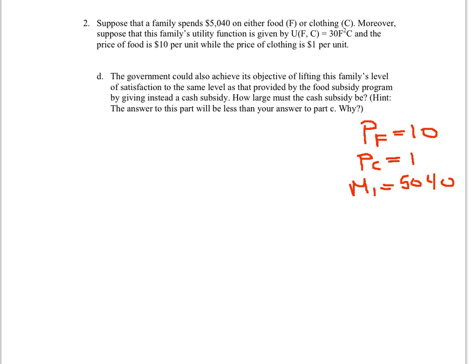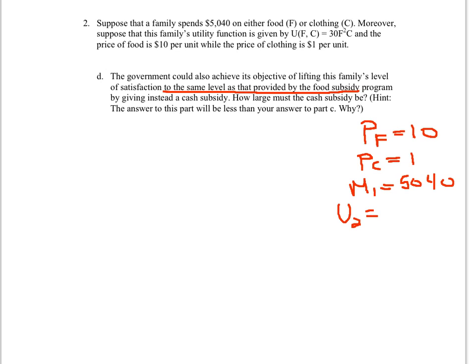Now we also know that in the last problem, well, let's read the problem first. It said the government could also achieve its objective of lifting this family's level of satisfaction to the same level, so it's important, to the same level as that provided by the food subsidy. So if you want to increase the satisfaction to the same level as provided by the food subsidy, that means that in this problem, we're going to keep the utility of the family the same as it was when the price of food was $5, which is when the price had a subsidy.